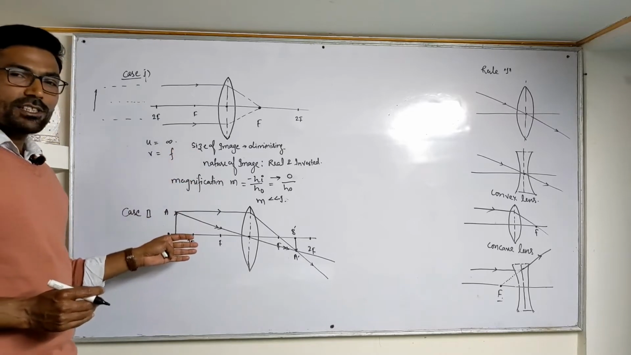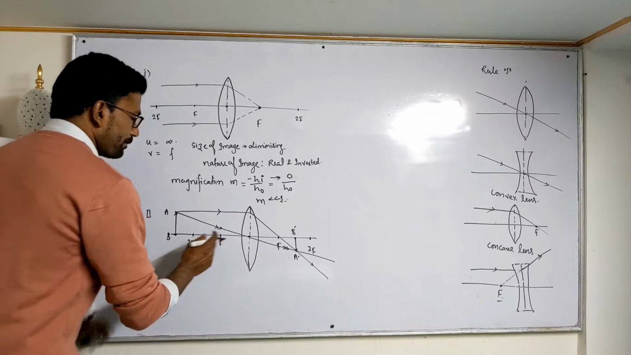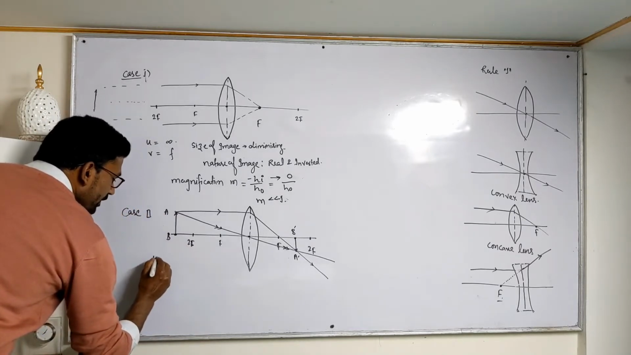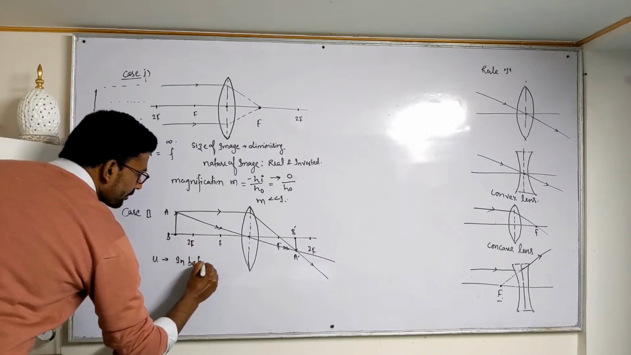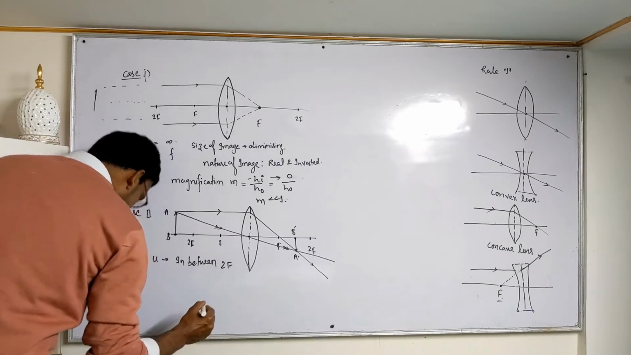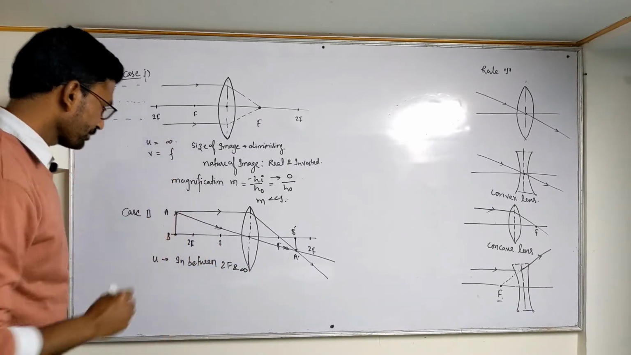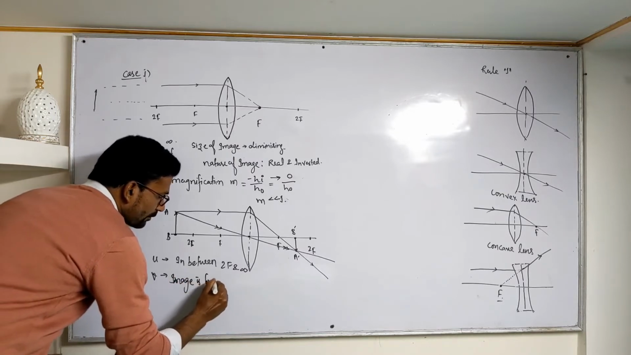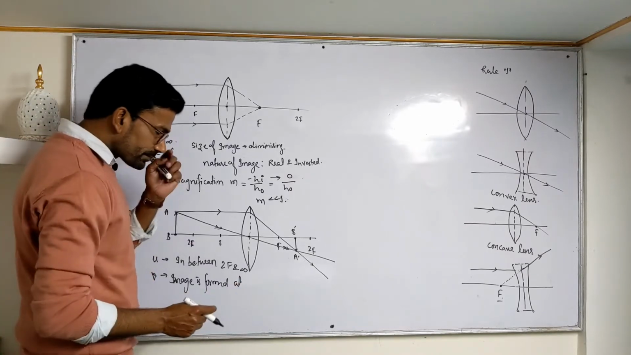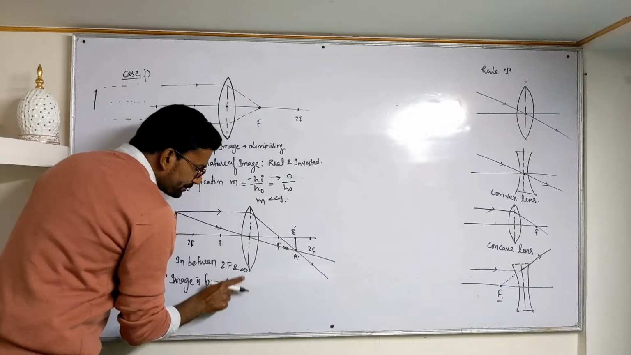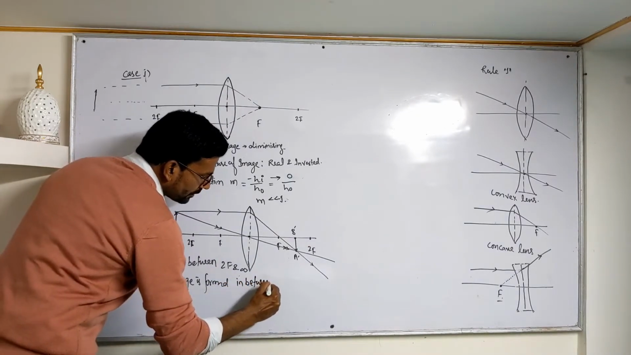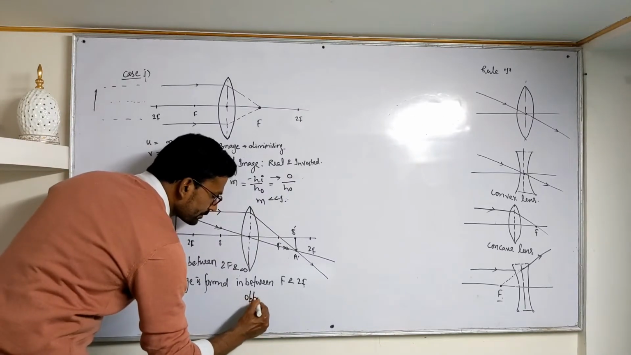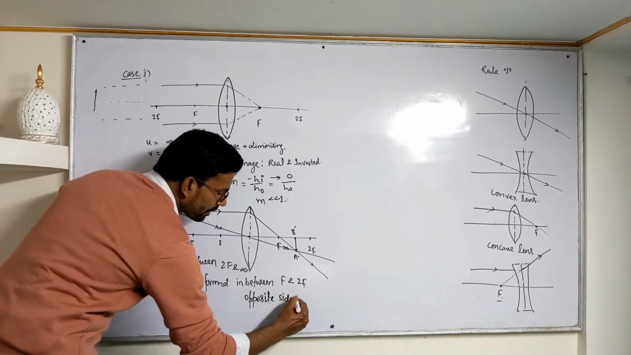Just write down the same information what we have discussed in the first case. One thing, the position of object is in between 2f and infinity. It means u is somewhere in between 2f and infinity. Okay. Image distance, it means image is formed in between f and 2f, on the opposite side of the lens.